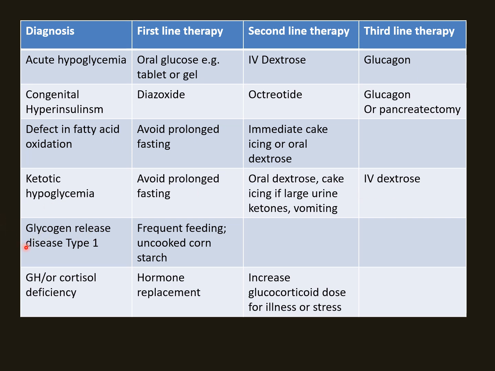For glycogen storage disease, or glycogen release disease type 1, treatment is frequent feeding with uncooked corn starch. In this case, you cannot give glucagon. It doesn't work. For growth hormone deficiency or cortisol deficiency, hormone replacement is the treatment. In case of stress or illness, you need to triple the glucocorticoid dose, and before surgery they should get a bolus of glucocorticoid or IV hydrocortisone.